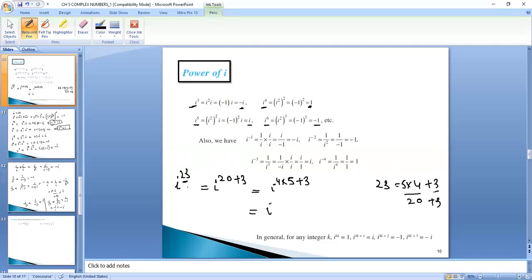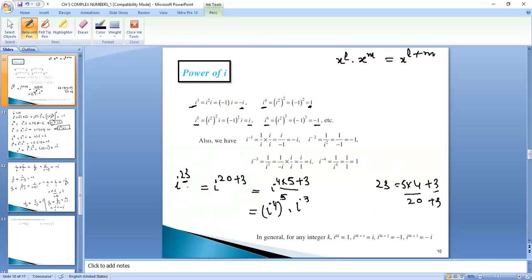Why this? I can write iota raised to power 4 raised to power 5, right, into iota cube. Why? Because I know x raised to power l into x raised to power m is equal to x raised to power l plus m. Then the base is same and the powers are with the sum, then we can write it as x raised to power l into x raised to power m. So here I am having x raised to power 4 into 5, which I can write as iota raised to power 4 into 5.